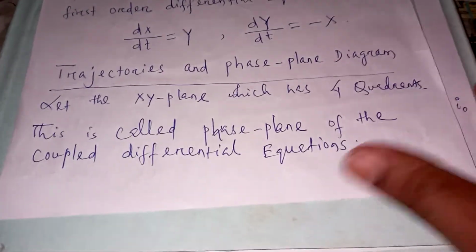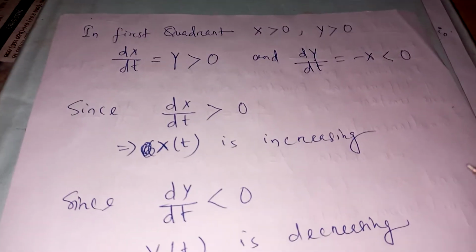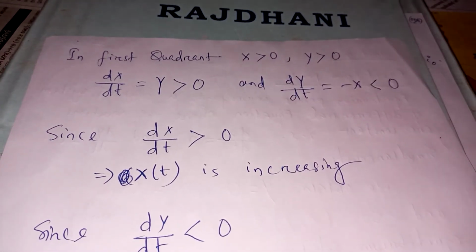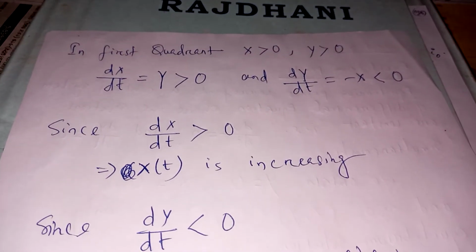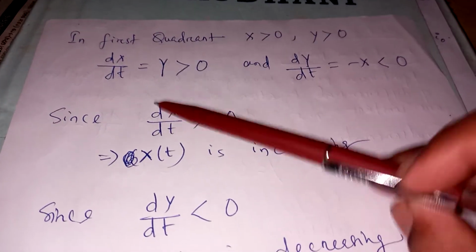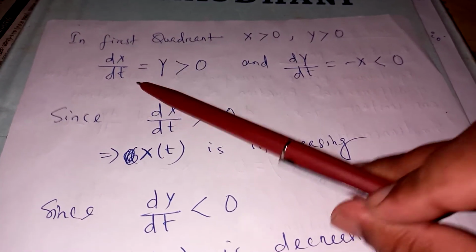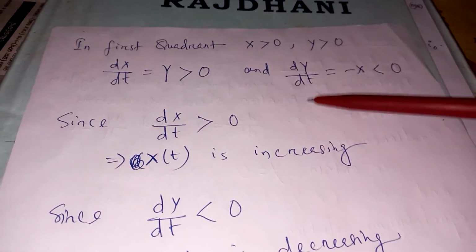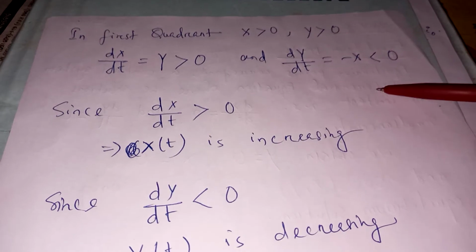How? Let's take a brief description. In the first quadrant, we know that x greater than 0, y greater than 0. Always obvious because the first quadrant is x positive and y positive. And we have given in equilibrium point that dx by dt is equal to y, means greater than 0. dy by dt is equal to minus x, means less than 0.